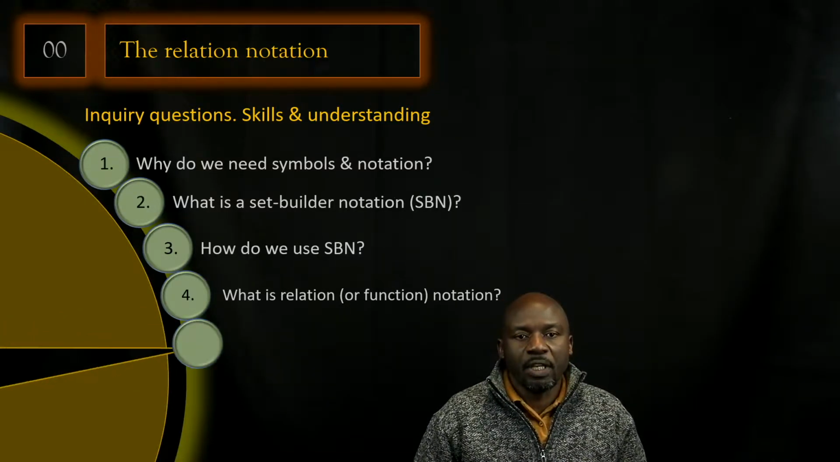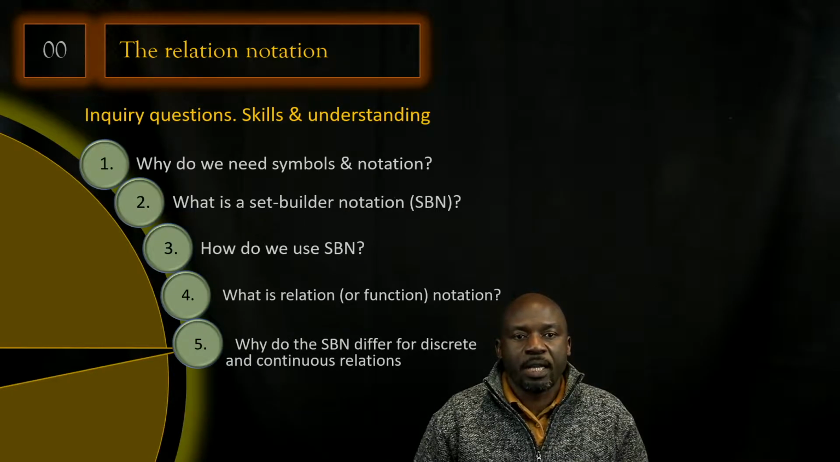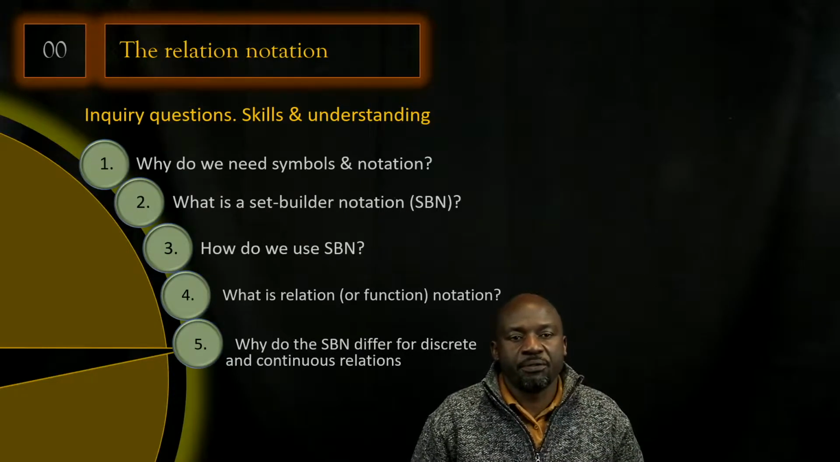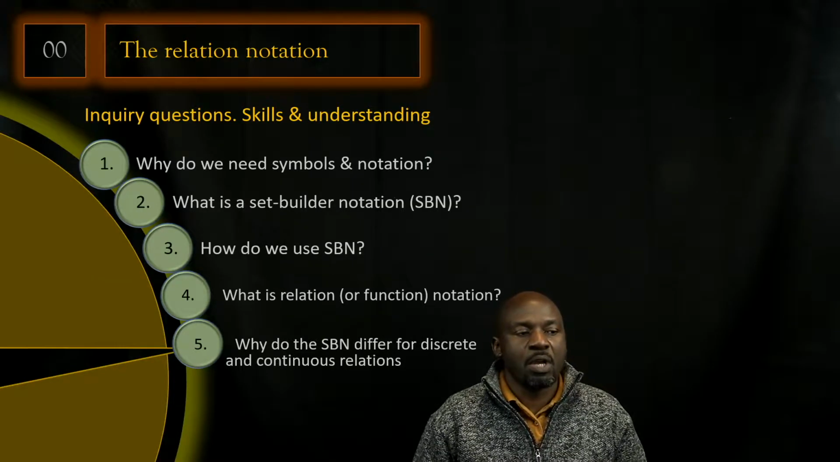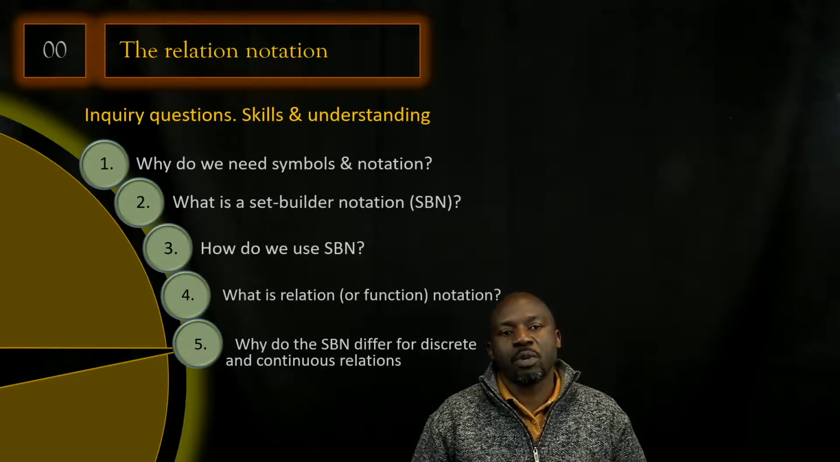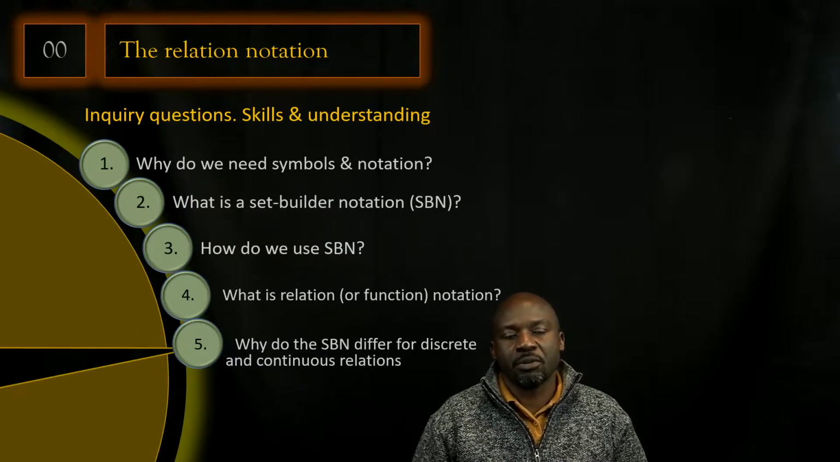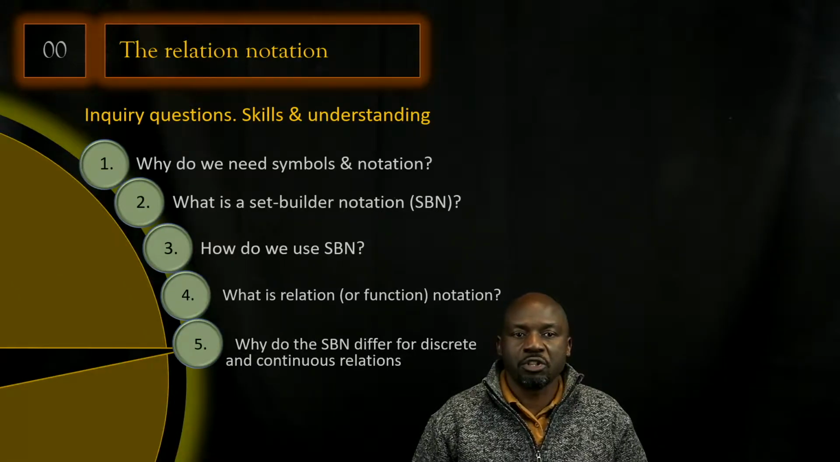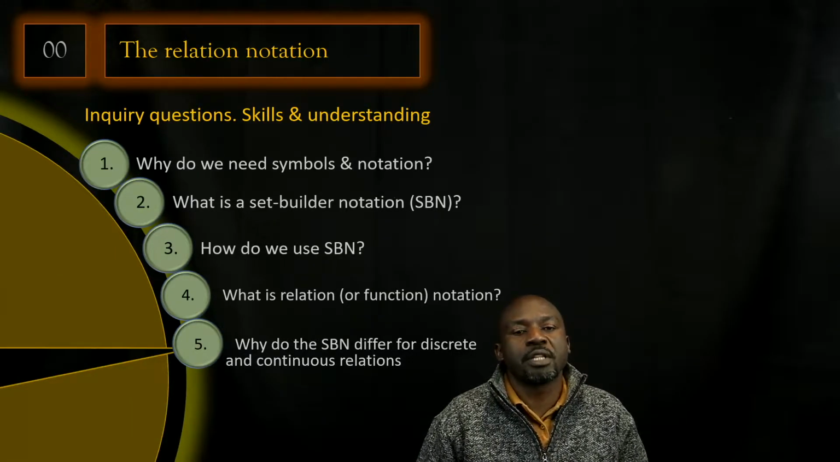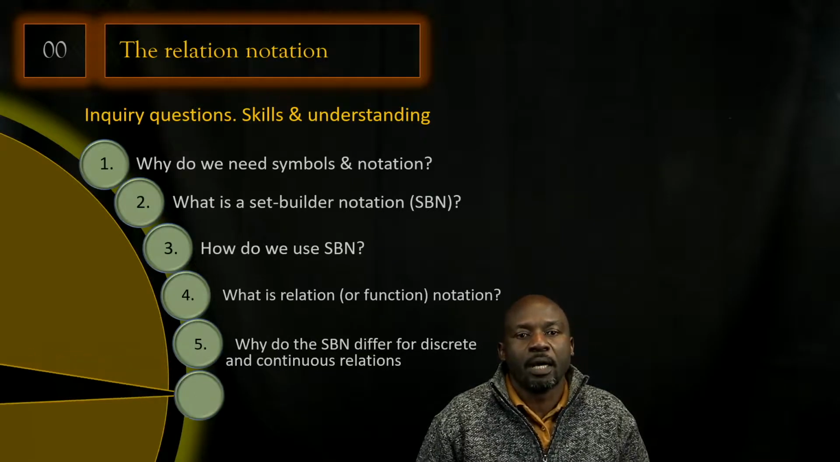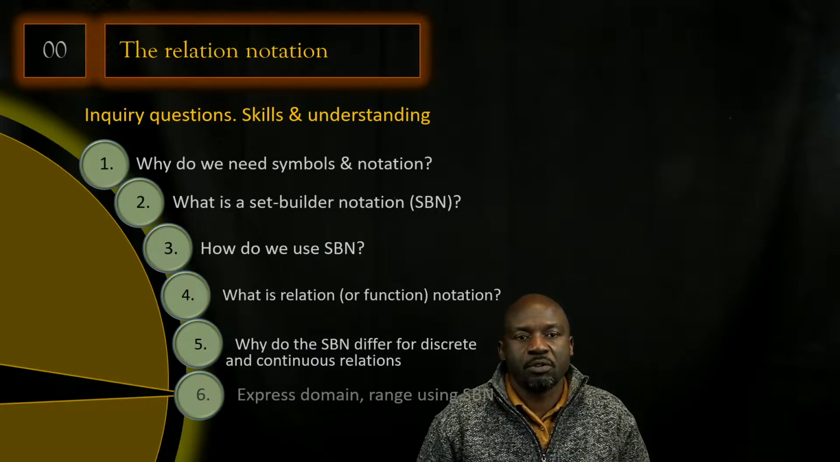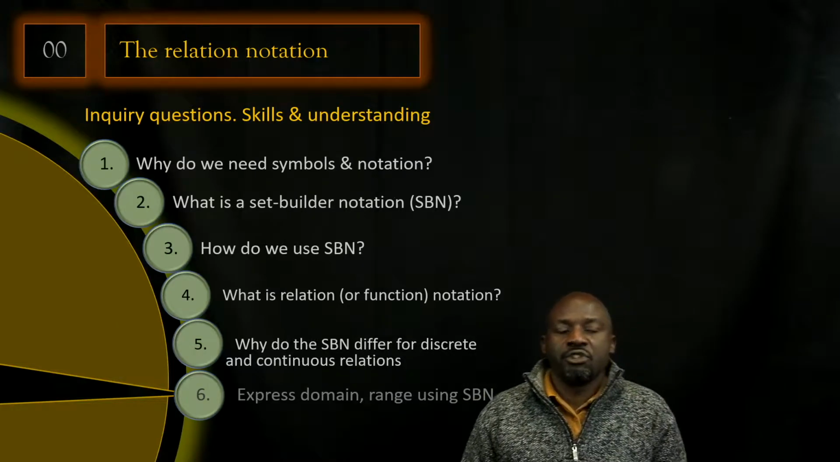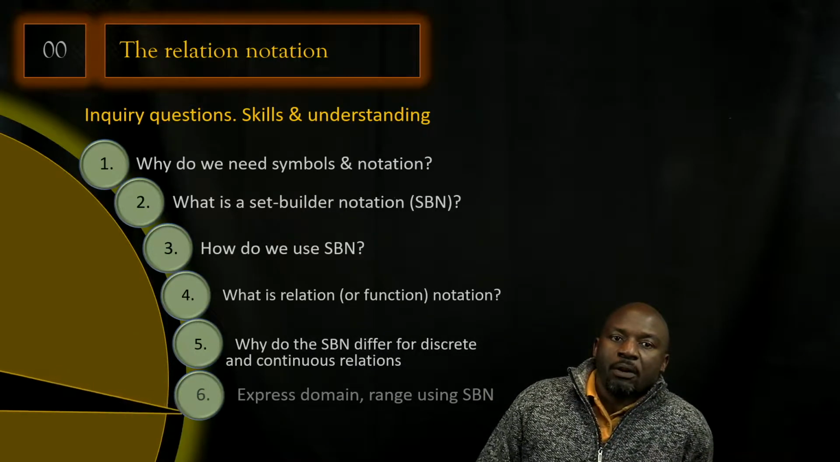Number 5, why do the set builder notations differ for discrete and continuous relations? So we talked about discrete relations and we've talked about continuous relations. When we represent these in set builder notation, the set builder notation looks a little different for discrete and for continuous functions, and we want to see why. We will be able to understand why these are a bit different. The next thing, which is the 6th point, is we want to express the domain and range using the set builder notation.